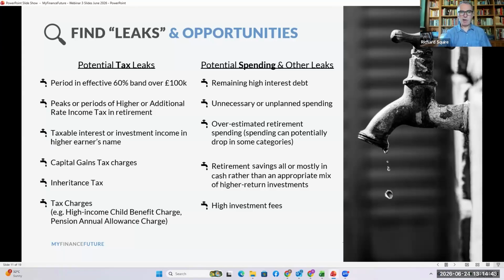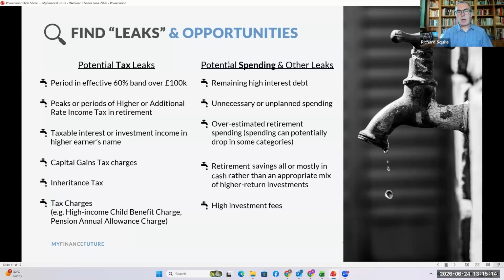The sort of things you're looking for are tax inefficiencies where you're paying tax in the higher bands, maybe during part of the plan, either during your working life or in retirement, where you're receiving incomes in the higher earner's name that don't need to be received in the higher earner's name, where you're paying capital gains or inheritance tax, which can potentially be mitigated, or if you're paying some of the higher tax charges, then those can also be avoided if you plan correctly.